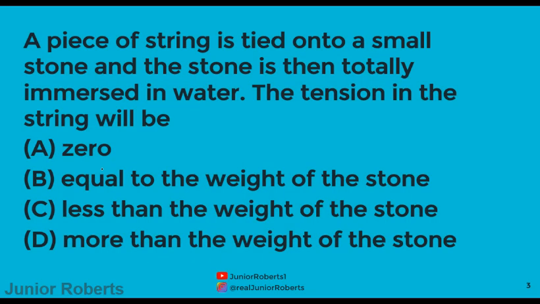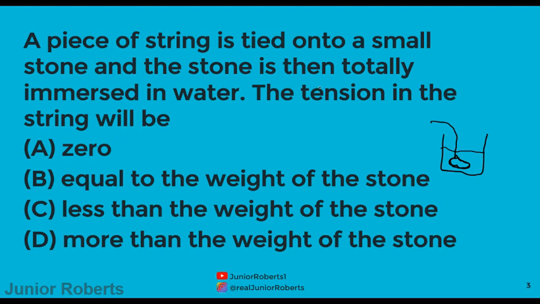Let's move on. So this question says a piece of string is tied onto a small stone, and the stone is then totally immersed in water. The tension in the string will be, and our answers are 0, equal to the weight of the stone, less than the weight of the stone, and more than the weight of the stone. So if we were to sketch out the situation here, let us say we have a container and there's some water in there, and then we have a stone attached to a string, and the stone is submerged in the water.